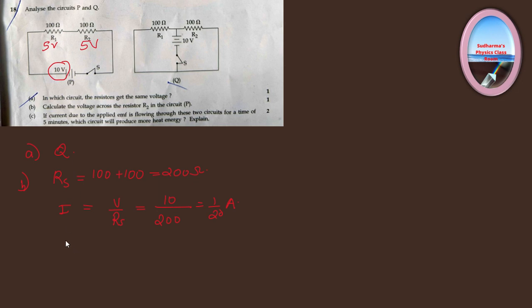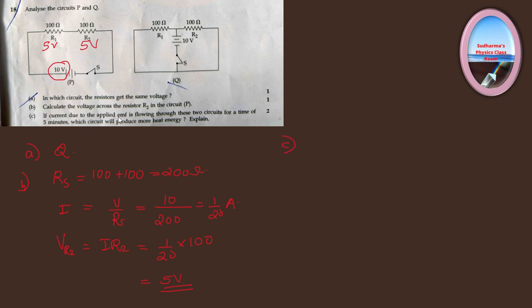Now we have to find the voltage across R2. V across R2 is equal to I into R2. I is 1 by 20 and R2 is 100. So 100 by 20, we get 5 volt. This way also we can prove it.